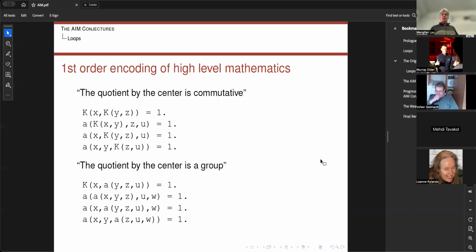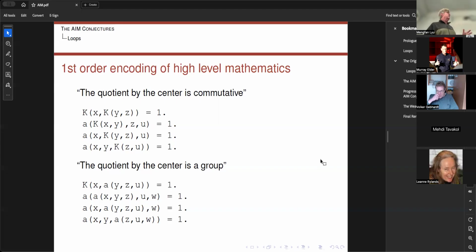Another example would be, and the reason I'm picking on these two examples, by the way, is they're going to come up later, the quotient by the center is associative, is a group. Well, it's the same idea. The four equations on the bottom of this slide say every associator commutes with everything, every associator associates with everything. Therefore, every associator is in the center. Modding out the center means all the associators are equal to 1, and so you have a group.